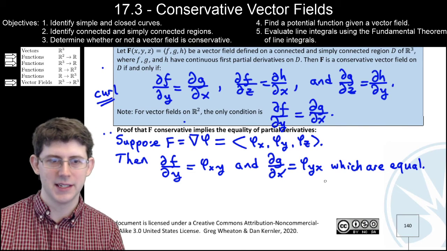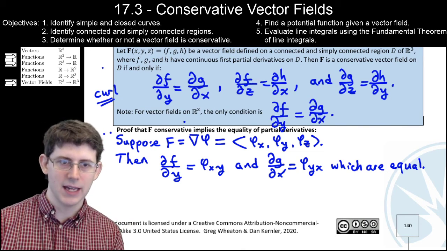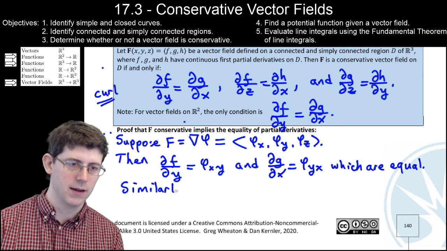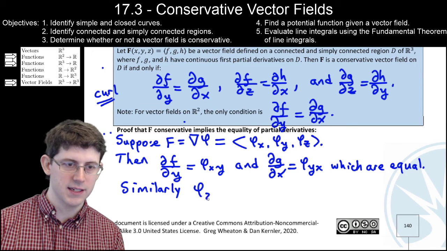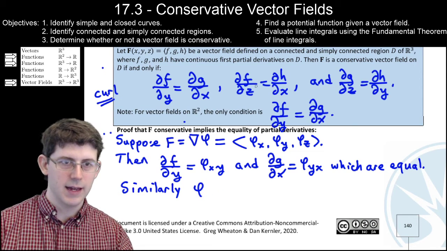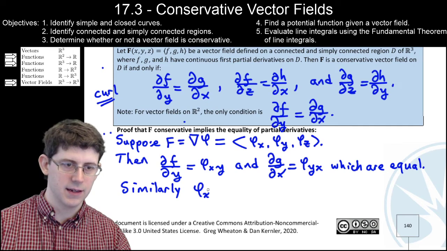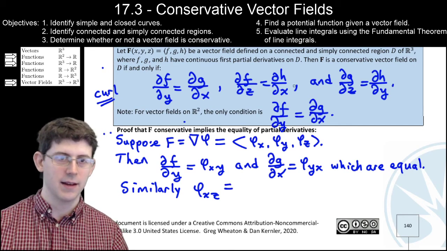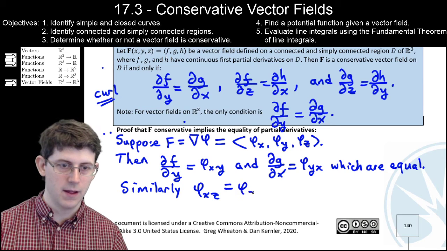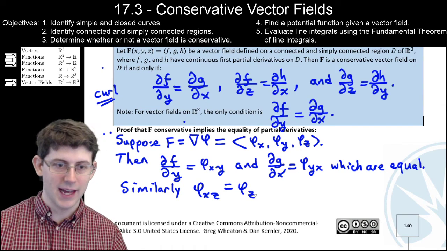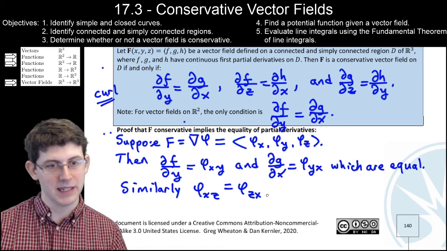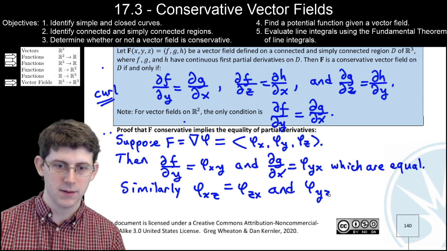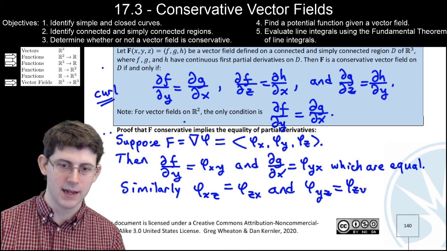And then for the other ones, you get the same issue. Partial f partial z: F was phi x. And then partial f partial z is the z partial derivative of that. H is phi z. And the x partial derivative of that is phi zx. And this is another mixed partial. And it works for the other one too. This is yz equals zy.